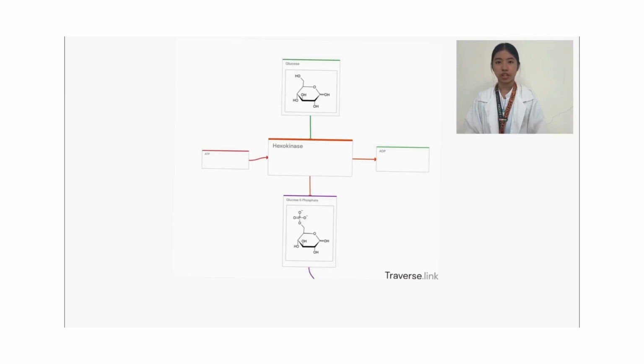Step 1 of glycolysis: phosphorylation of glucose. In the first step of glycolysis, a phosphate group is transferred from ATP to glucose, making glucose 6-phosphate. The glucose 6-phosphate is more reactive than glucose, and the addition of phosphate also traps glucose in the cell, since glucose with phosphate cannot readily cross the membrane. This reaction is catalyzed by the enzyme hexokinase.